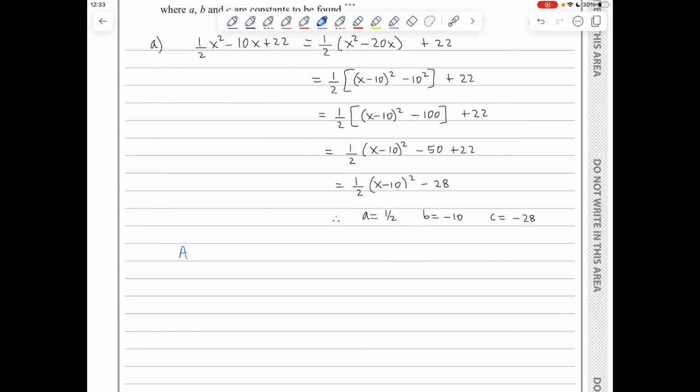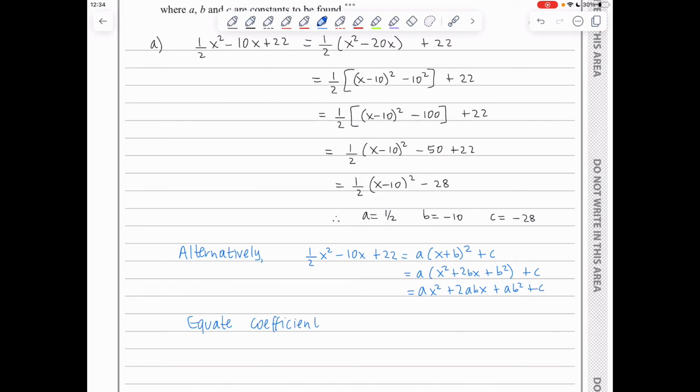Alternatively, I could have used the method of equating coefficients. So let me explain this alternative approach. What we do is that we set the two sides to be equal. So we've got a half x squared minus 10x plus 22. This is equal to a brackets x plus b all squared plus c. I will expand this to give me a brackets x squared plus 2bx plus b squared, close brackets, plus c, which can be further expanded to give me ax squared plus 2abx plus ab squared plus c.